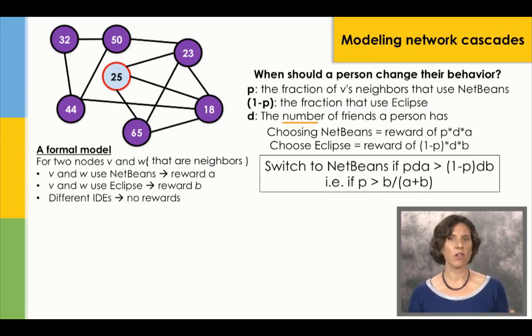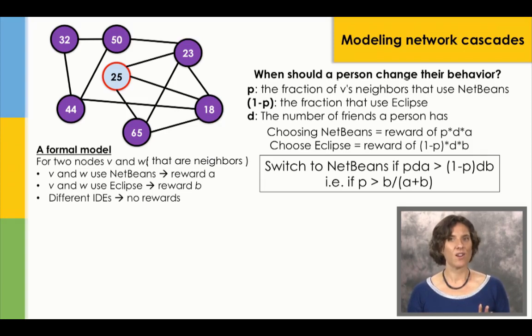Then D is the total number of friends that a person has. So if we want to weigh the benefits of choosing NetBeans against the benefits of staying with Eclipse, we can just write out the reward that you expect to get in each of these situations. So the reward you get for switching to NetBeans is P, which is the fraction of your friends that are using NetBeans, times D, the total number of friends that you have, times A, which is the intrinsic reward for using NetBeans with both of your friends using it. For staying with Eclipse, it's a reward of 1 minus P, which is the fraction that's using Eclipse, times D, your number of friends, times B, the reward for staying with Eclipse.